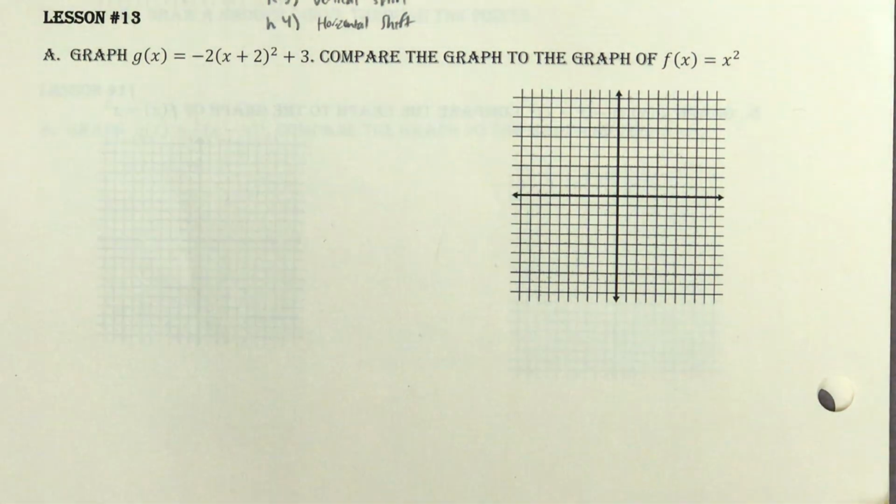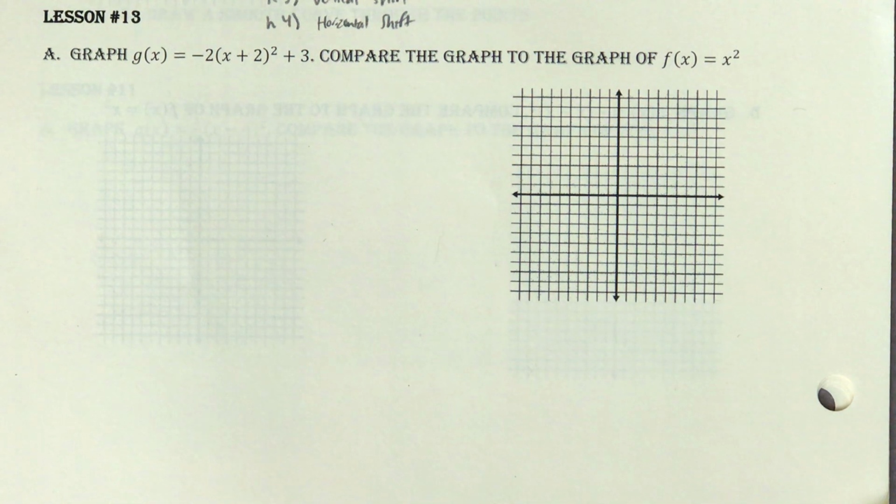So we're on to lesson number 13, and we're talking all about how to graph these functions in the form of f of x equals a times x minus h squared plus k. Reminder that that's known as vertex form of a quadratic function. So when we're looking at them in vertex form, I think the first thing we want to do is identify what's our a, what's our h, and what's our k.